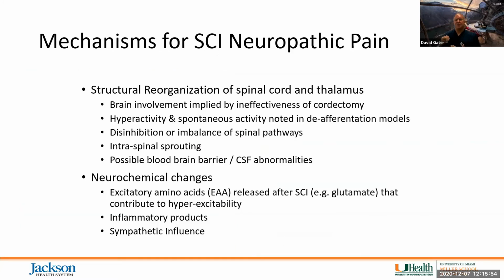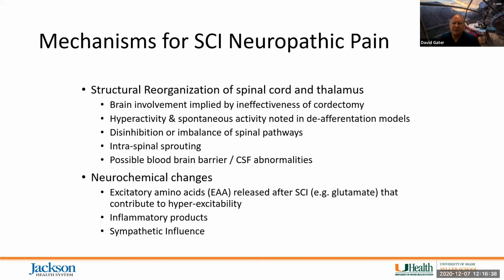So, pain, neuropathic pain in particular, involves a structural reorganization somewhere within the cord and or the thalamus. And so essentially, they've done research where they've done cordectomies and found that that hasn't been beneficial to folks in trying to stop neuropathic pain. They know that hyperactivity and spontaneous activity is noted in even deafferented models. What's up with that? There can be disinhibition or imbalance of these spinal pathways, and then a fair amount of intraspinal sprouting, where then you have communication that shouldn't be.